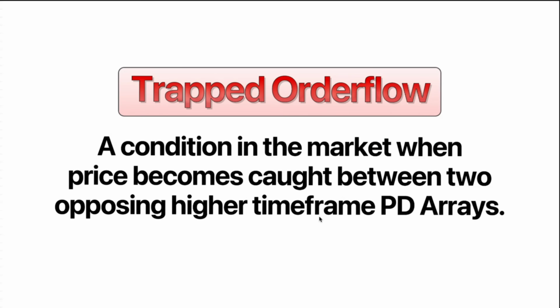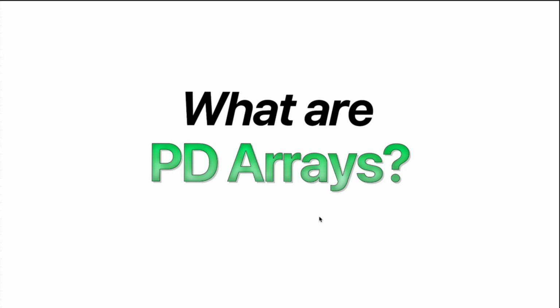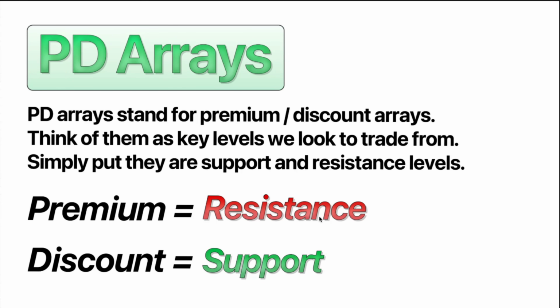Well, trapped order flow is a condition in the market where price becomes stuck between two opposing higher time frame PD arrays. But what are PD arrays? Well, PD arrays stand for premium and discount arrays. Think of them as key levels we look to trade from. Again, simply put, these are support and resistance levels. Premium meaning resistance, discount meaning support.